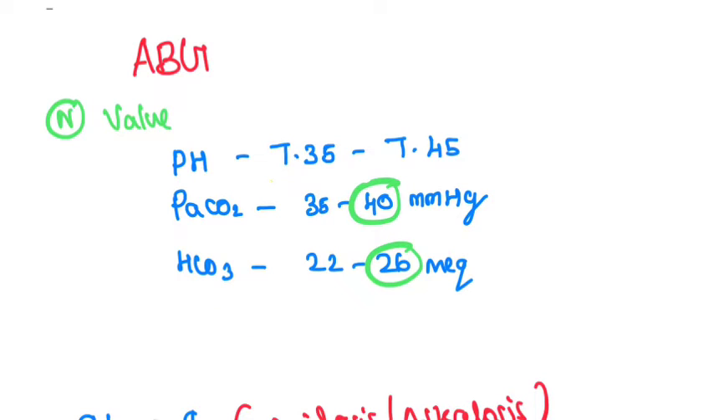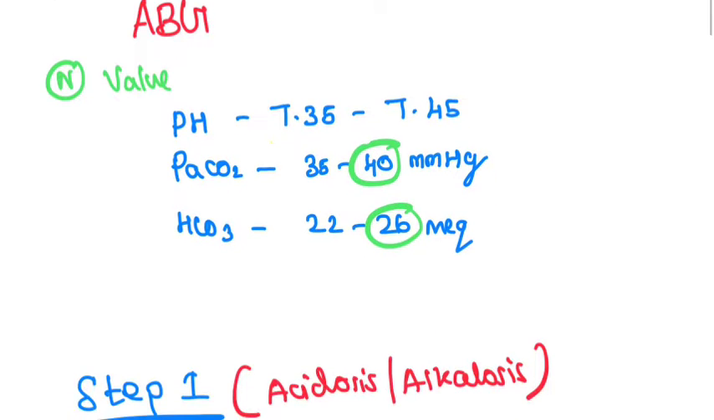Hi friends, today we will discuss how to approach ABG. First of all, we should know some normal values. pH normal range is 7.35 to 7.45. PaCO2 normal range is 35 to 40 mmHg. HCO3 value is 22 to 26. Take note of these values. Then move further.